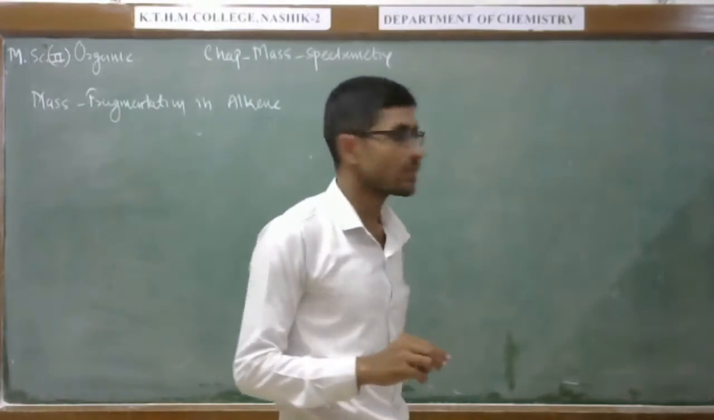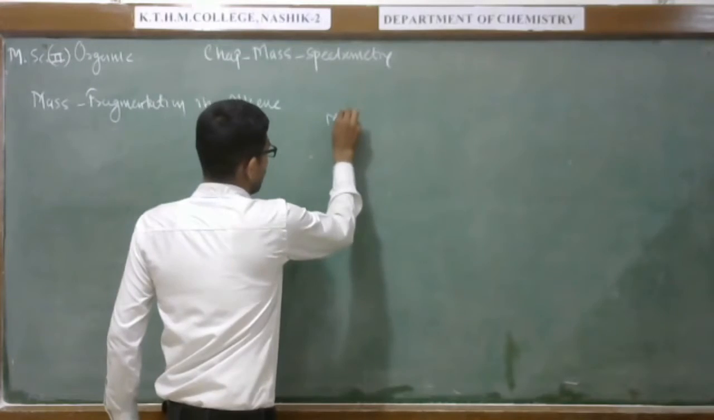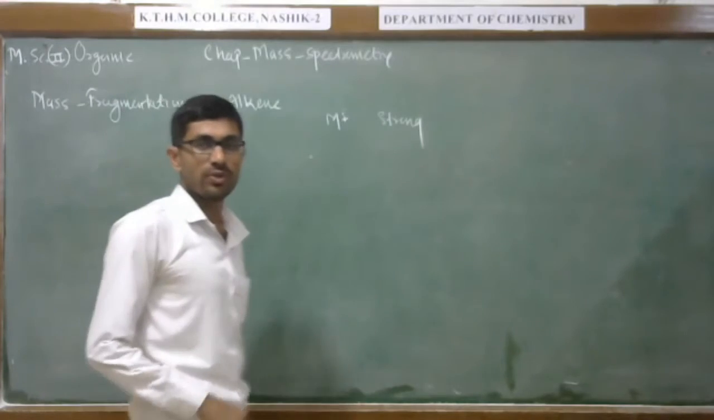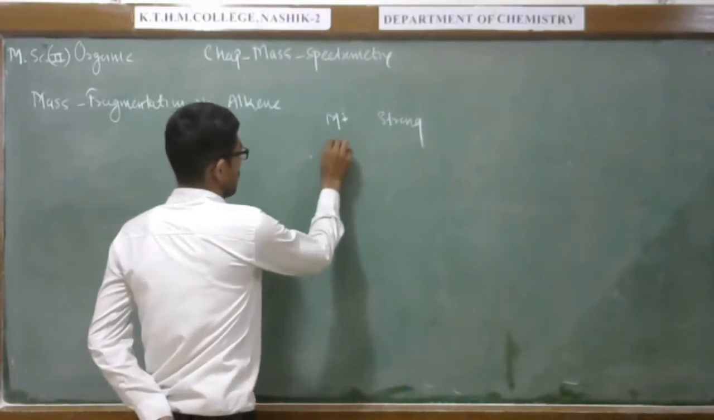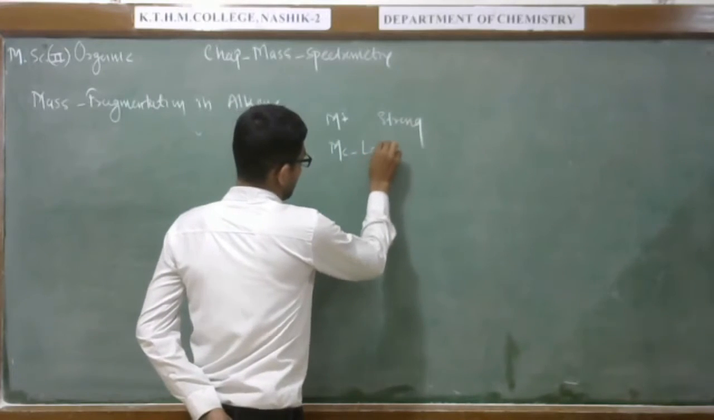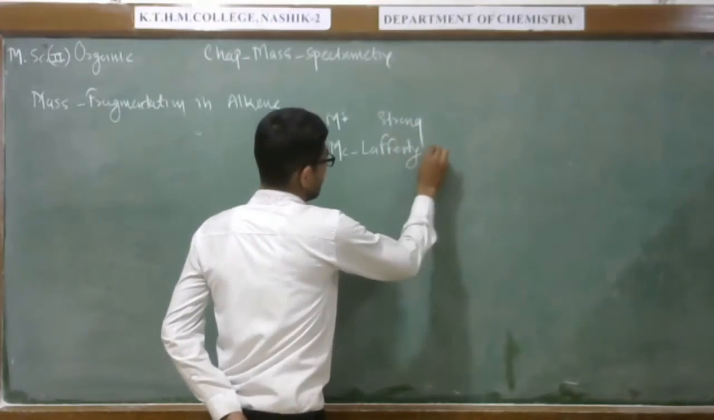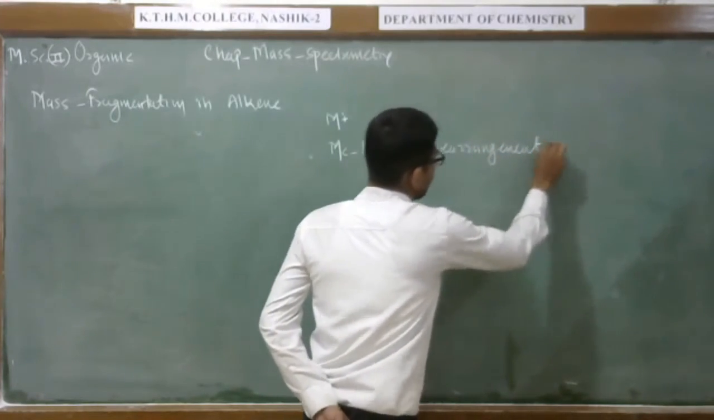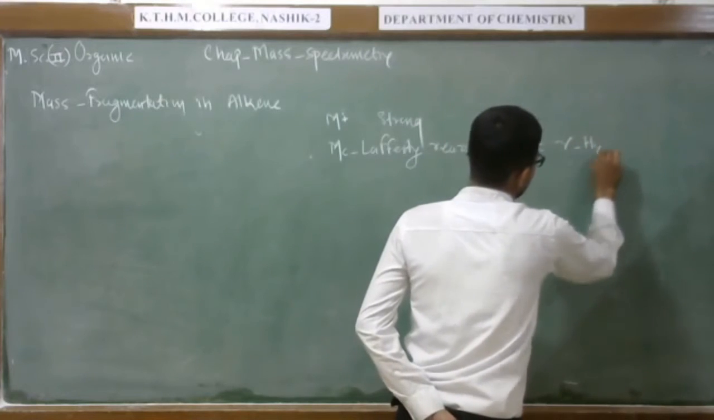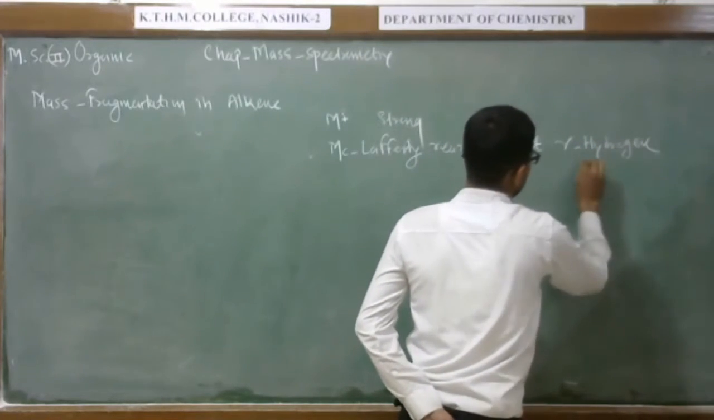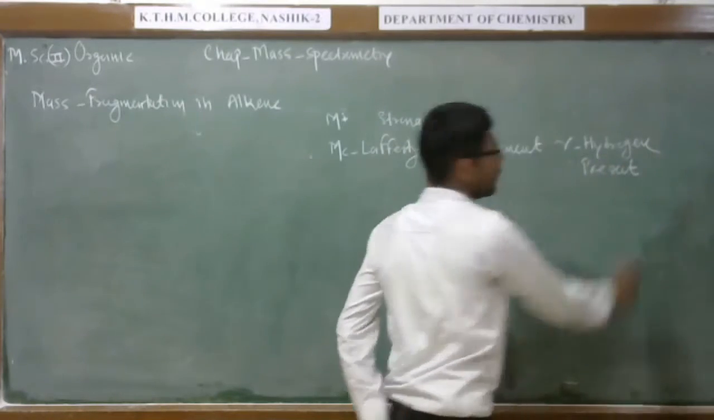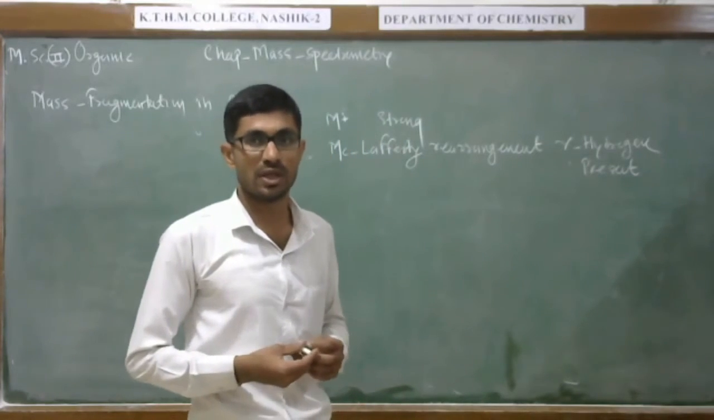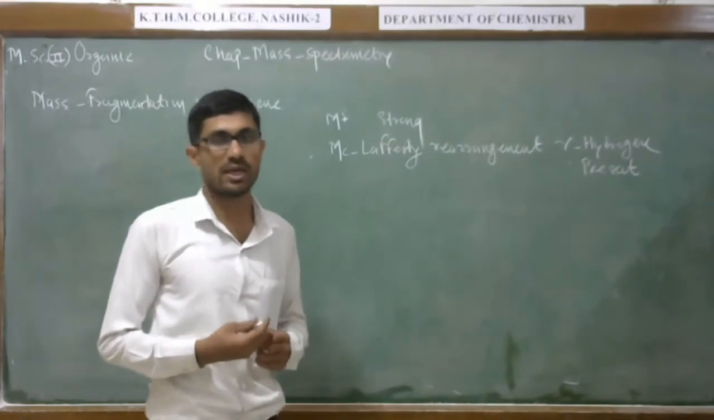So, in alkene, the molecular ion peak is strong. Also, we can observe the McLafferty rearrangement when gamma hydrogen is present. When gamma hydrogen is present, McLafferty rearrangement is also observed in the mass fragmentation of alkene compounds.